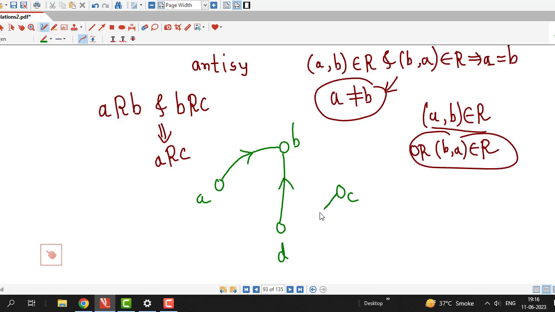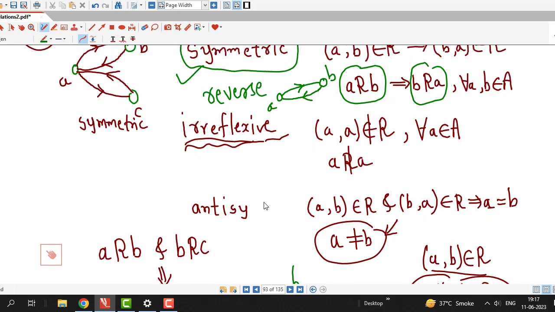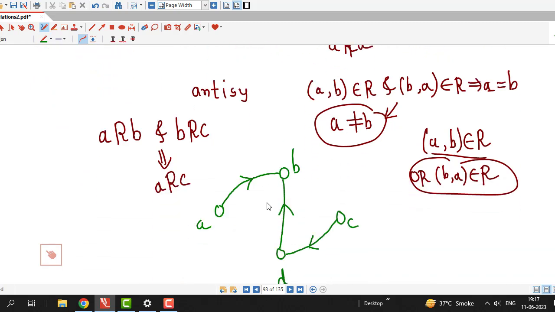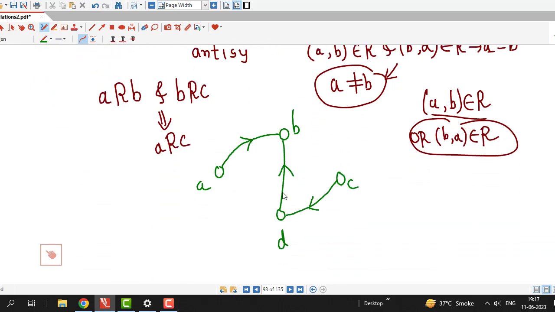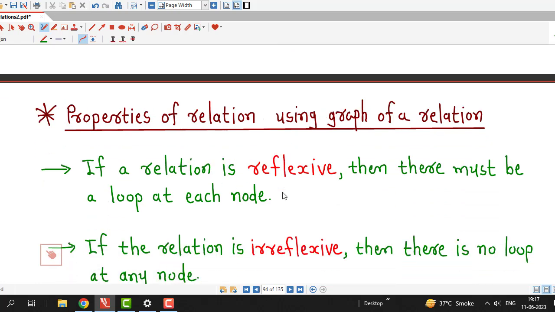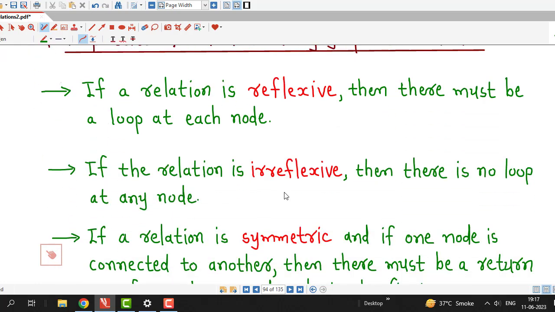Similarly, suppose we can consider this also. C and D are different, so there is no arc from D to C because there is an arc from C to D. So this is a graph of an antisymmetric relation. For a transitive relation, it is not so simple. For some graphs, we can check by observation whether the transitive property is satisfied or not. So we can decide the properties of a relation using the graph of a relation.